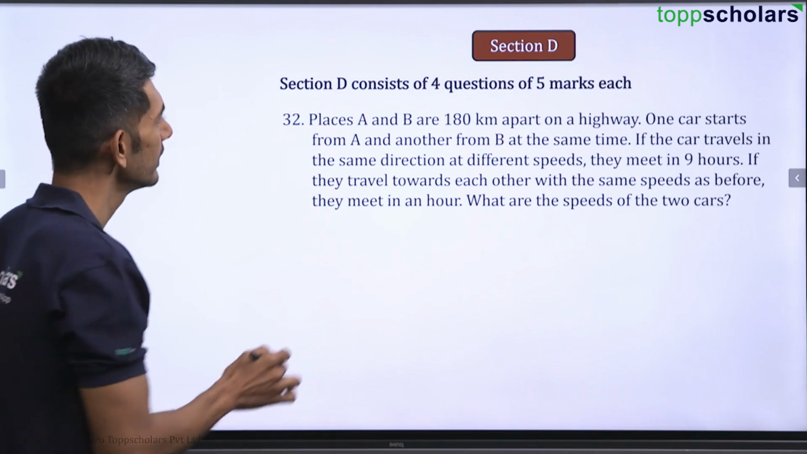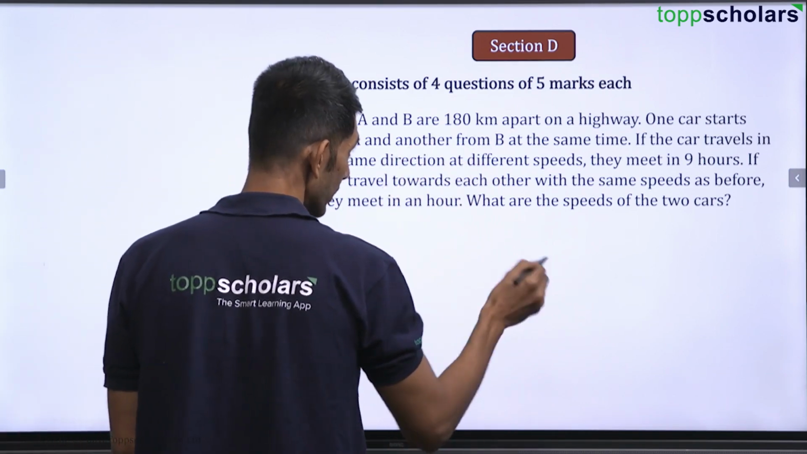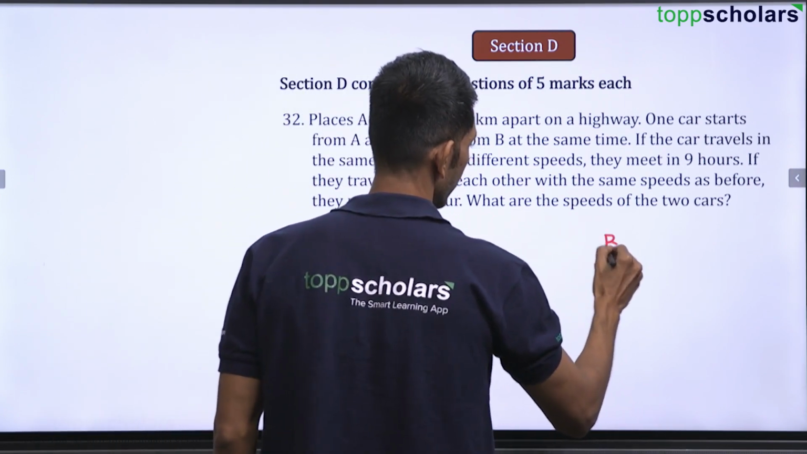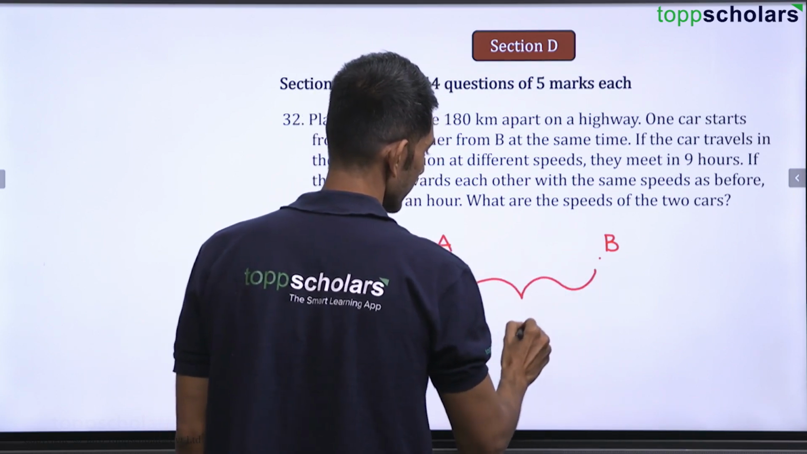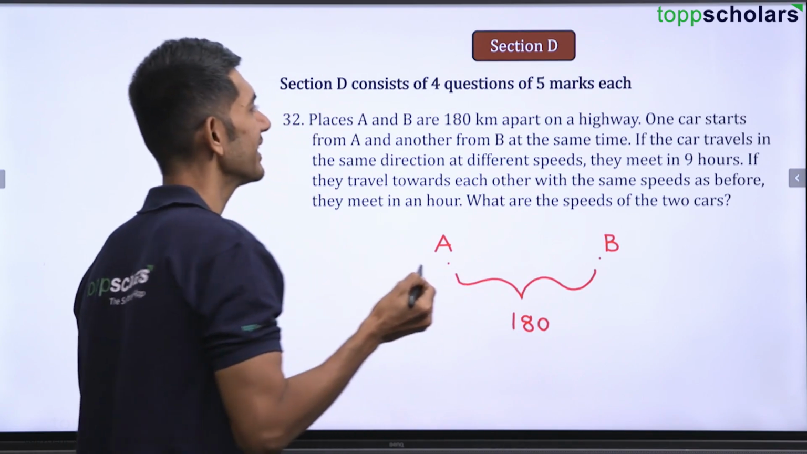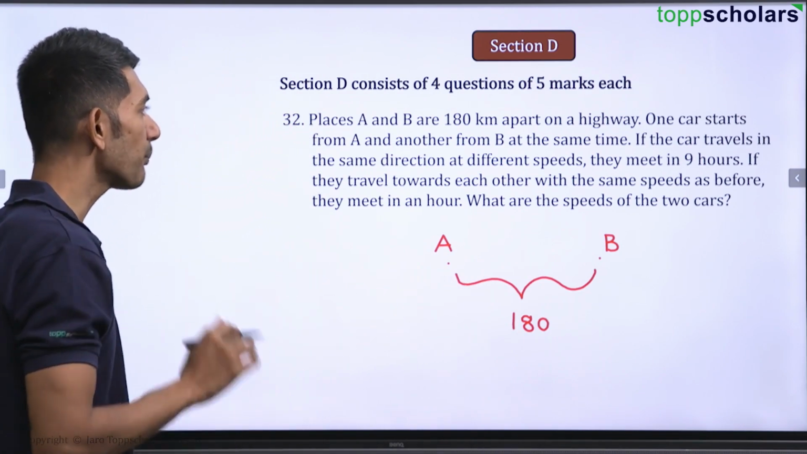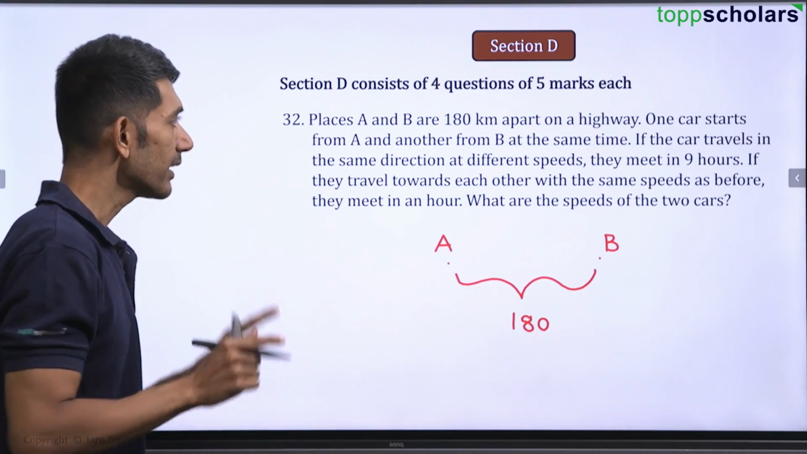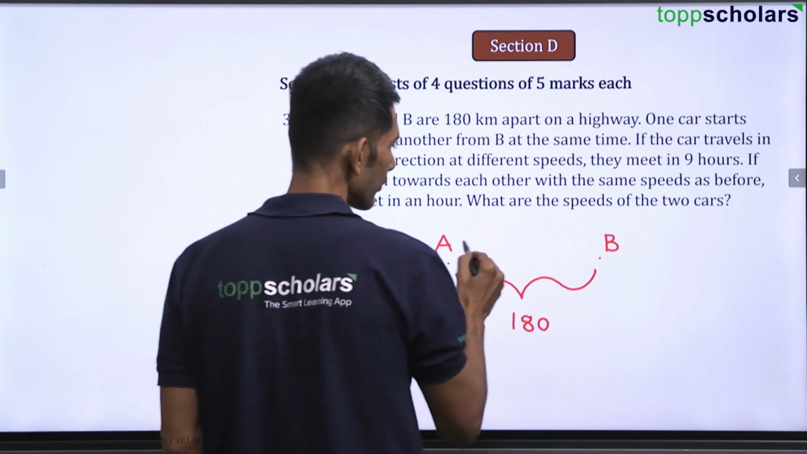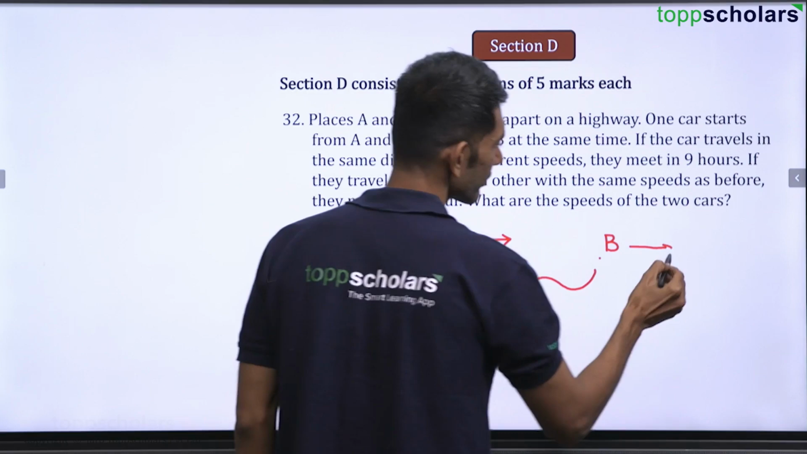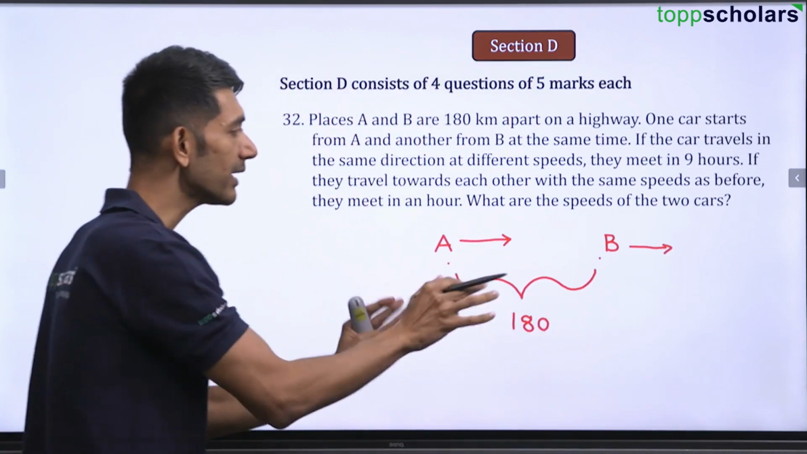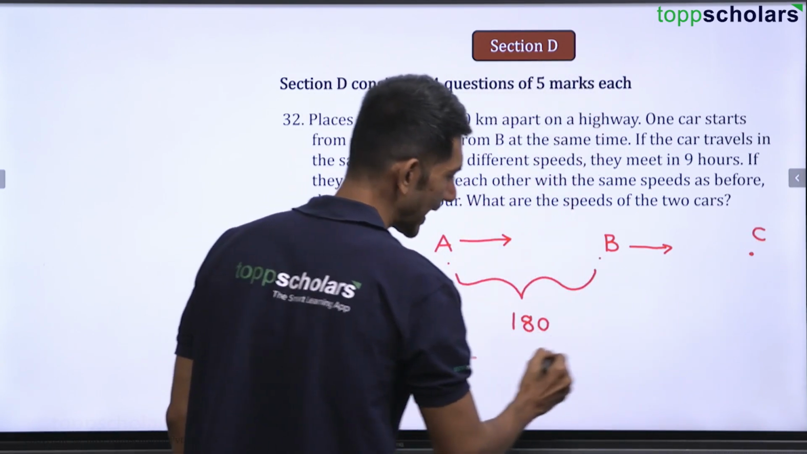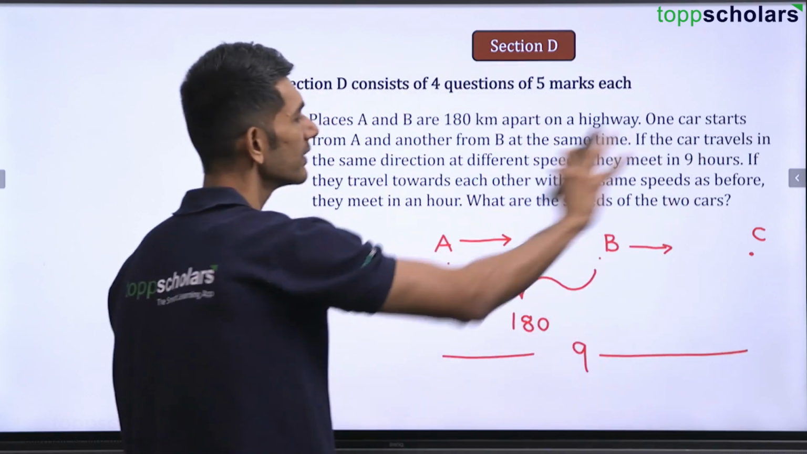Let's try to analyze the question. A and B are 180 km apart on a highway. That means point A and point B, and the distance between them is 180, right? So one car starts from point A and another from point B at the same time. But see, if the car travels in the same direction, that means this car is going like this, this car is also going like this, at different speeds, they meet in 9 hours. That means after some time at point C. So the total time taken here is 9 hours and they meet there.